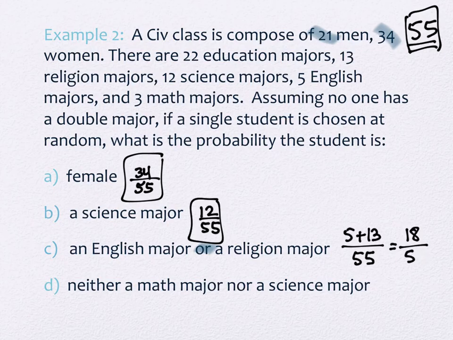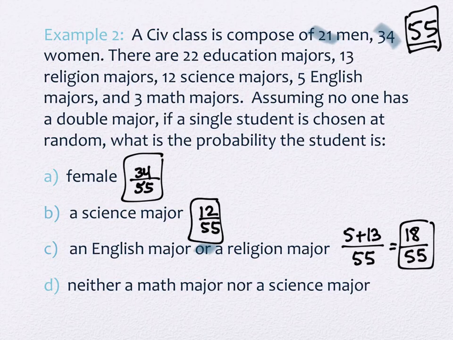Is that reduced? Yes, it is. Because again, 55 is my denominator. 5 and 11. It's not going to divide the 18, right? So that's fine. So we're at 18 over 55. How about this one? It says neither a math nor a science major. What's that going to mean? Everything except for math and science. Okay, we could add up everything except for math or science.